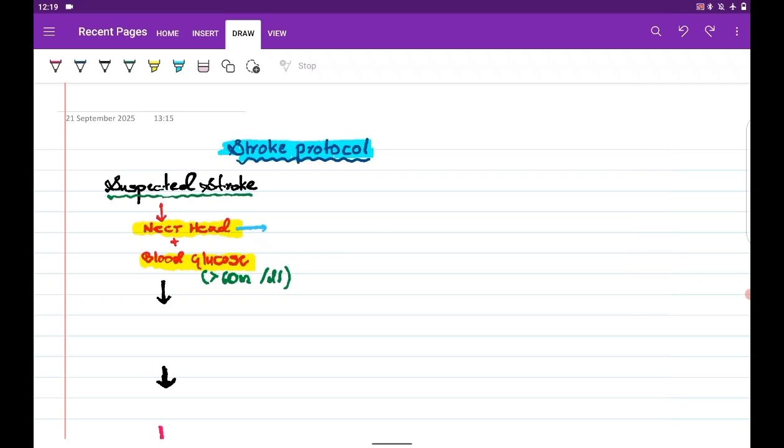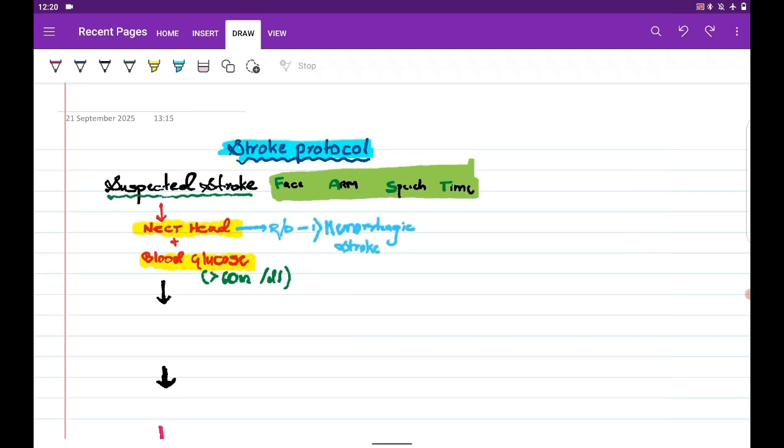Talking about the stroke protocol, whenever we have a patient with suspected stroke, as I told you, we suspect stroke with the help of the mnemonic FAST: facial weakness, arm weakness, slurred speech. We have to look at the time, that is whether onset is before 6 hours, before 4.5 hours, between 4.5 to 6 hours, or between 6 to 24 hours. Once we suspect that this is a stroke patient in the emergency, as I told you, we have to get an NCCT head for all patients.